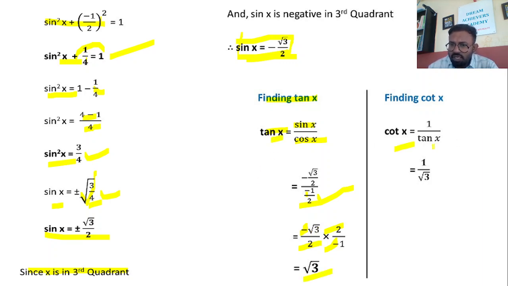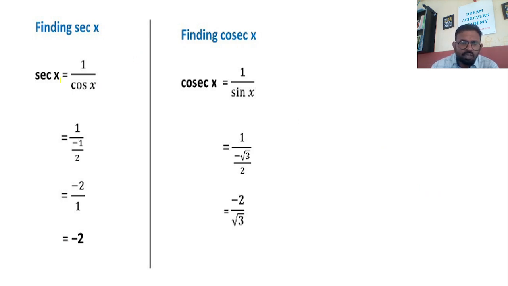So reciprocal of tan x is nothing but cot x. So directly you can write cot x equals 1 by tan x, that is nothing but 1 by root 3, because tan x value is root 3. So cot x will be 1 by root 3.